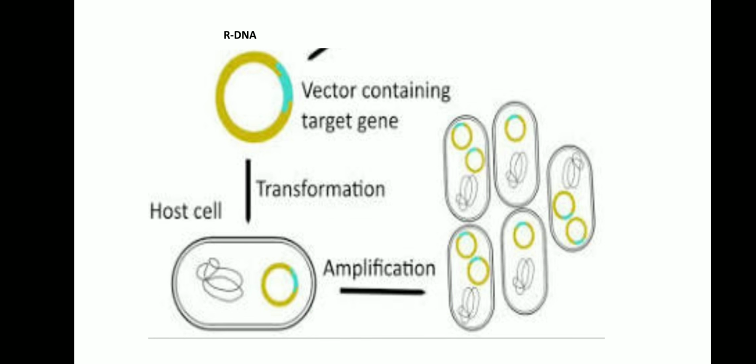Sometimes plant cells are used as host organisms, sometimes animal cells, sometimes yeast, sometimes E. coli. The common host organism is E. coli because E. coli is easily cultured in the laboratory and the growth of E. coli is very rapid.